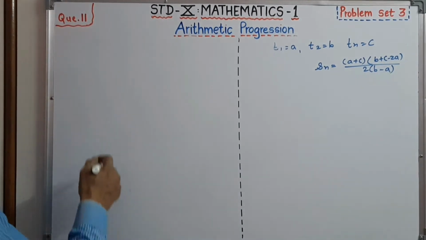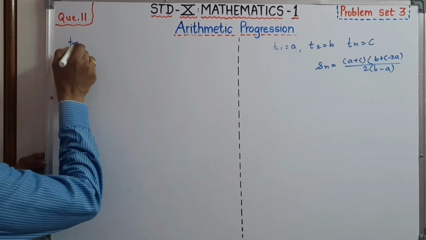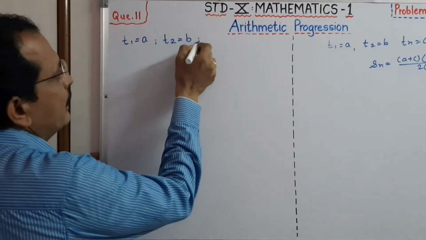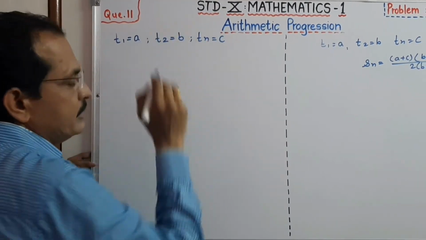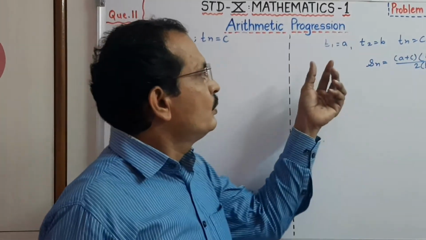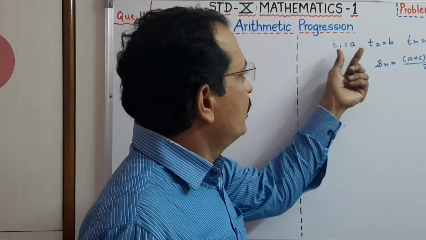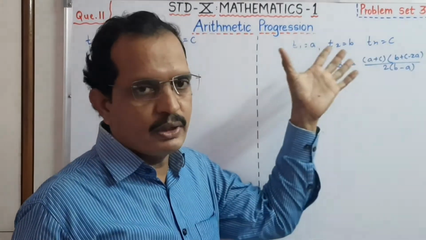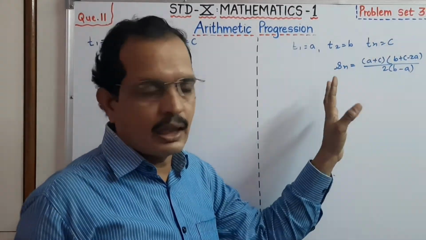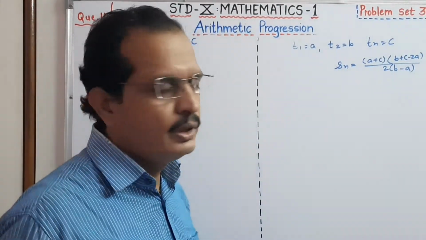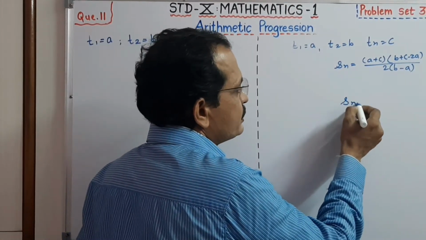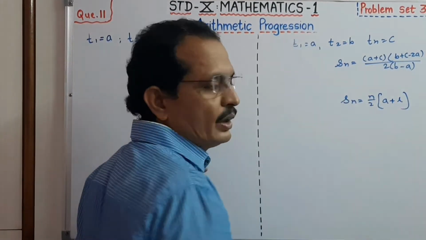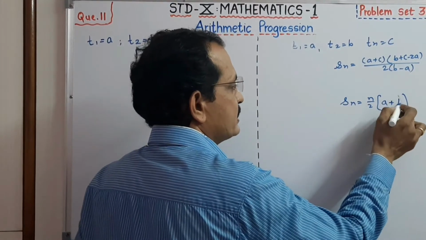Now see here, T1 is equal to a, T2 is equal to b, and Tn is equal to c. Dear students, what is given? See, the common difference is not given, Tn, that is c, the last term is given, and we have to find out Sn. Dear student, Sn is equal to n upon 2 into (first term plus last term). This formula we can use for finding out this Sn.